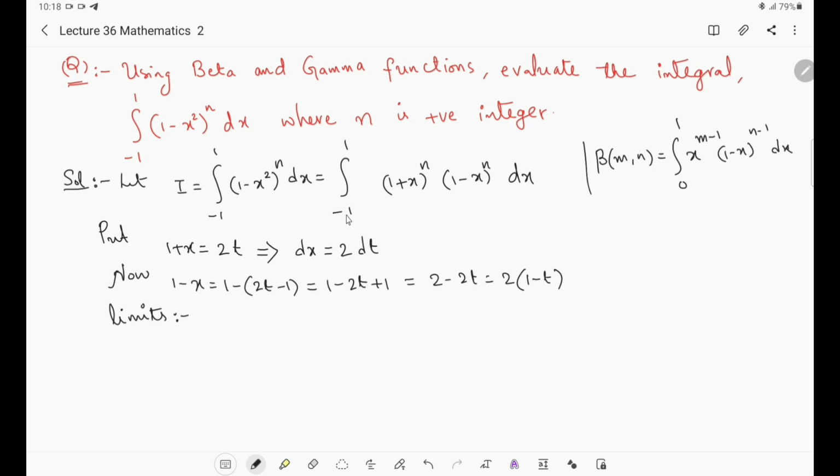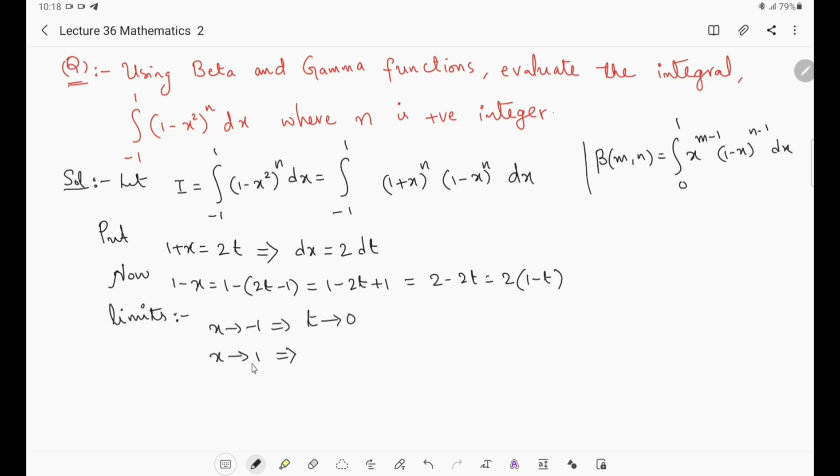So the lower limit is minus 1, the upper limit is 1, as x goes to minus 1 and as x goes to 1. For the lower limit, as x goes to minus 1, what will happen with t? This x will become minus 1, and 1 minus 1 will become 0. Then t will become 0. So as x goes to minus 1, t goes to 0.